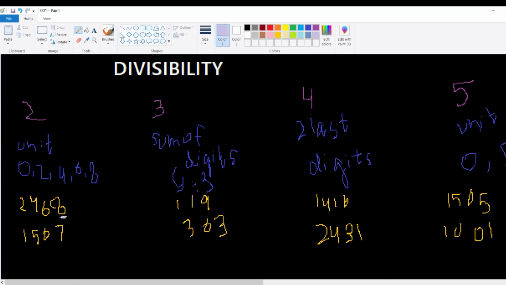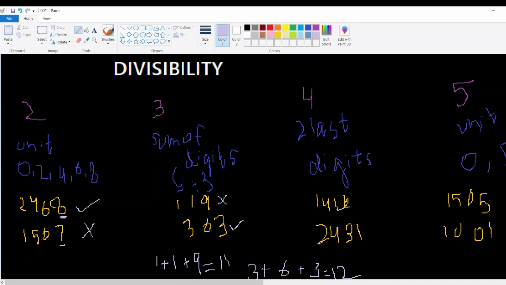Say the unit place has one of the even digits, it means the number is divisible. If the unit place does not have any of these, it is not divisible. Sum of the digits 1 plus 1 plus 9 equals 11, which is not divisible by 3, so this number is not divisible by 3. For the next, we have 3 plus 6 plus 3, which equals 12, which is divisible by 3, which means this number is divisible by 3.